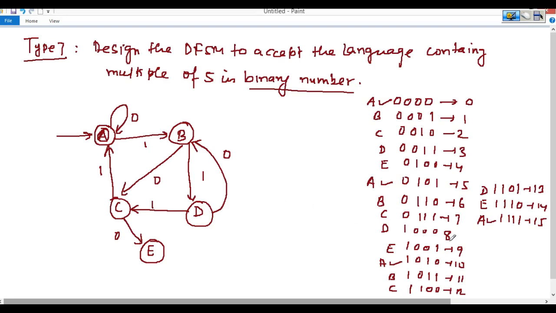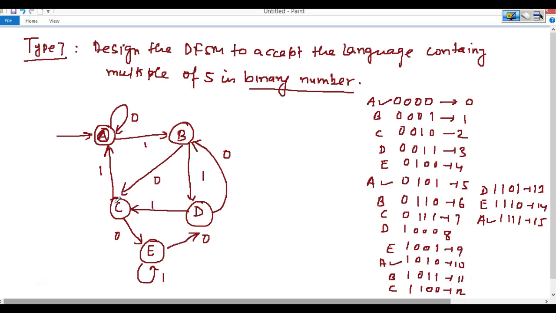D is 1 0 0 0: on 1 0 0 and 0, it goes to D. E is 1 0 0 1: on 1 0 0 and 1, it is E itself. So 1 0 1 0 is A: on 1 0 1 and 0 it is A only. So 1 0 1 1 is B.